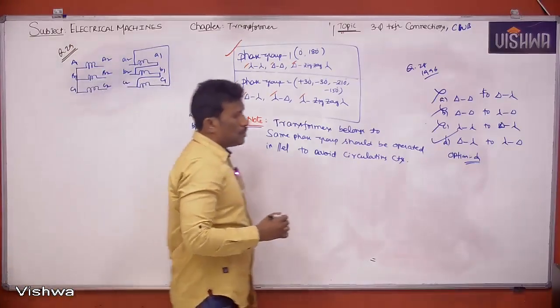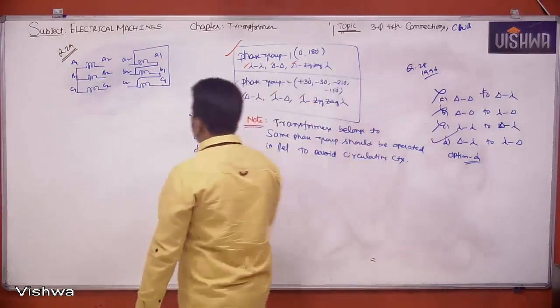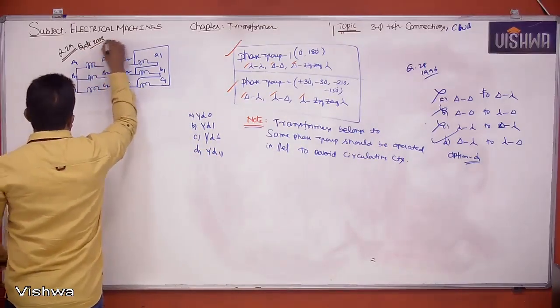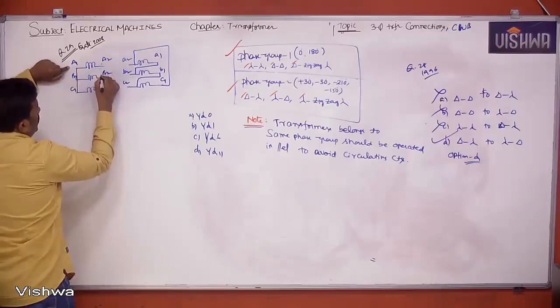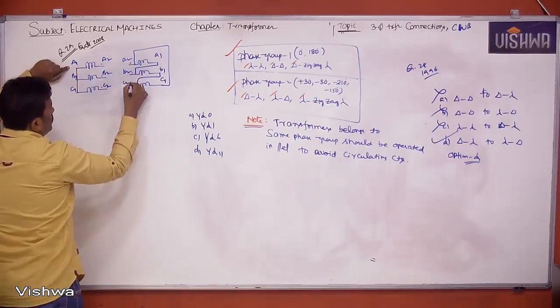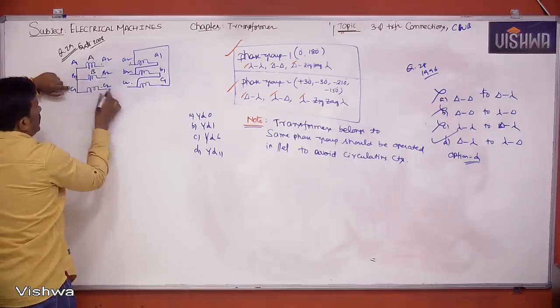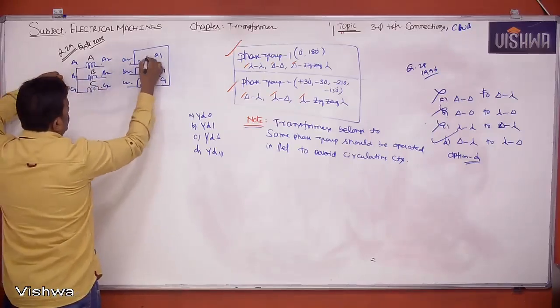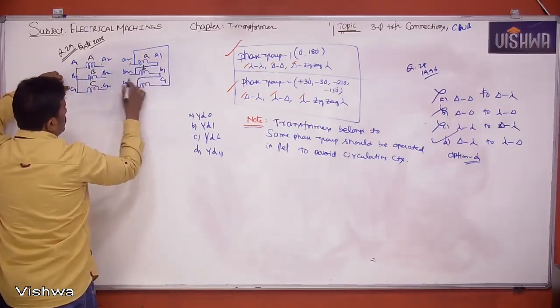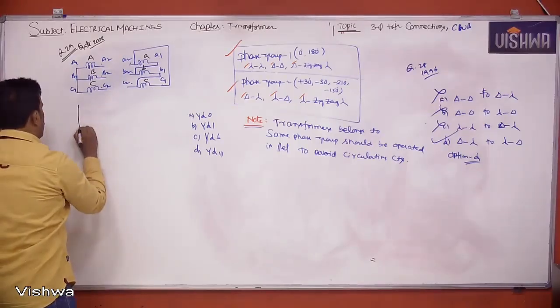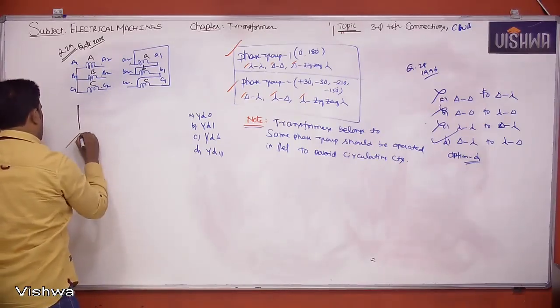This question number 29 was asked in GATE 2008. Now let me keep dots here: A2, B2, C2, small a2, small b2, small c2. A1, A2, let me show capital A; B1, B2, capital B; C1, C2, capital C; A1, A2, small a; B1, B2, small b; C1, C2, small c. Next, it's a star delta connection. So simply please write star delta.